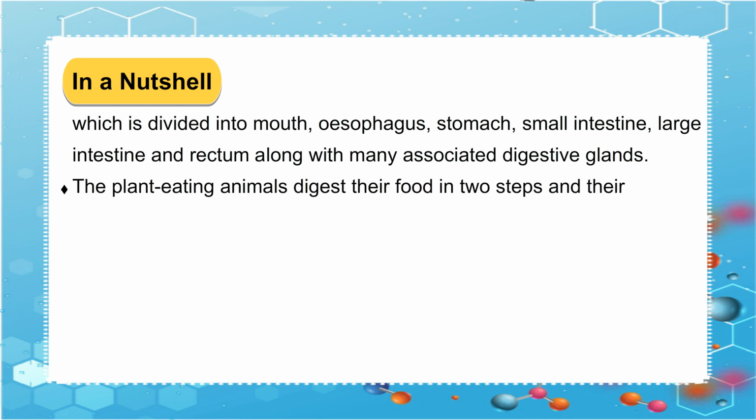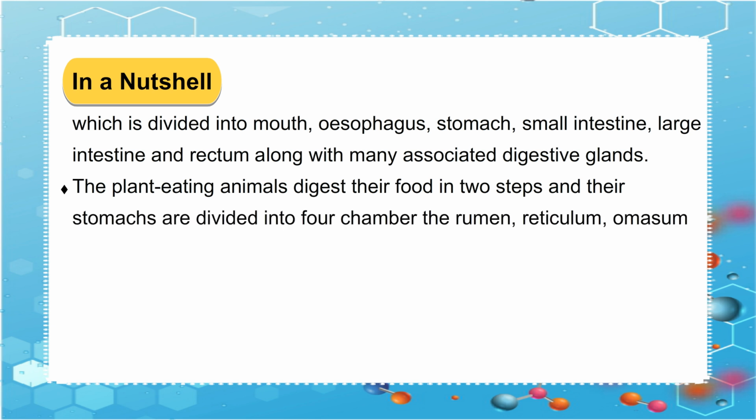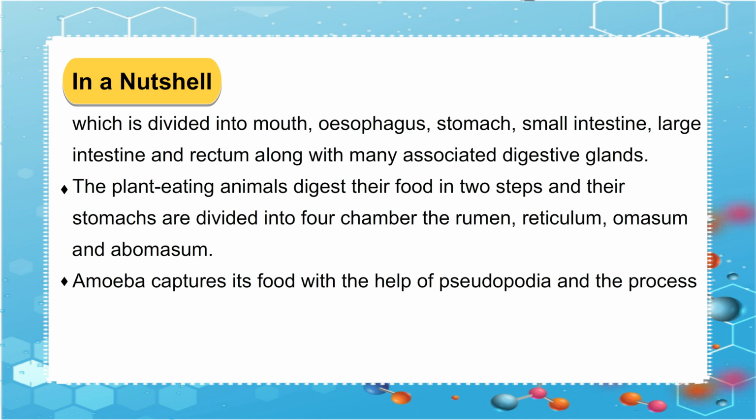The plant-eating animals digest their food in two steps and their stomachs are divided into four chambers: the rumen, reticulum, omasum and abomasum. Amoeba captures its food with the help of pseudopodia and the process of obtaining food is called phagocytosis.